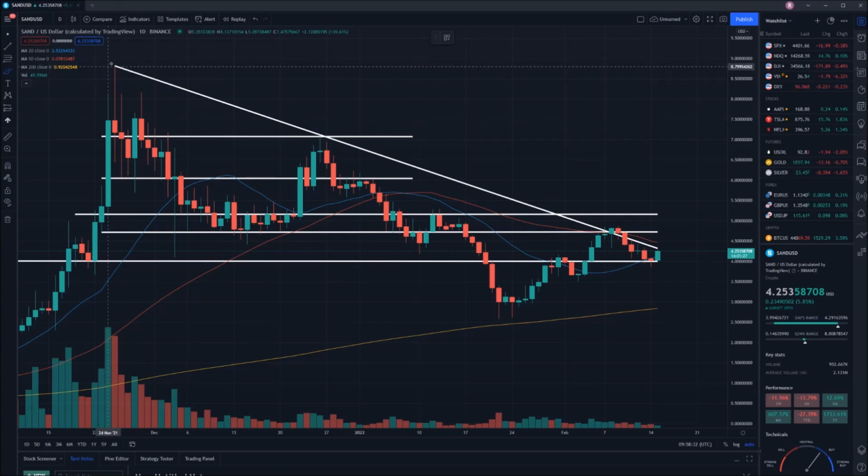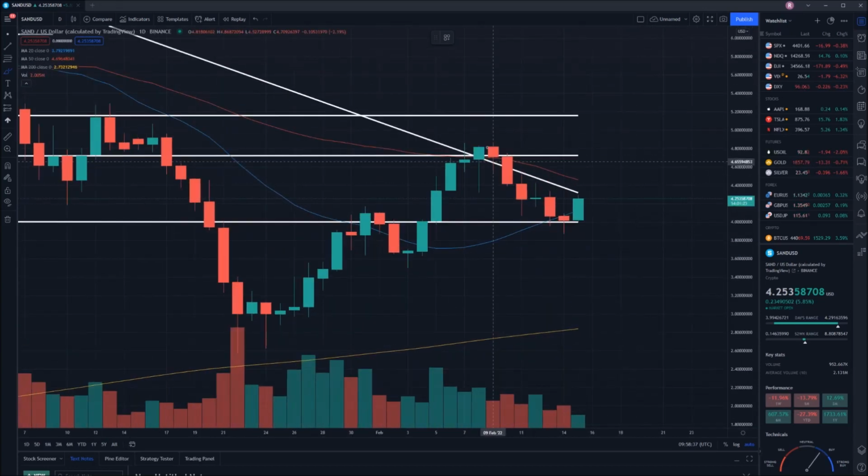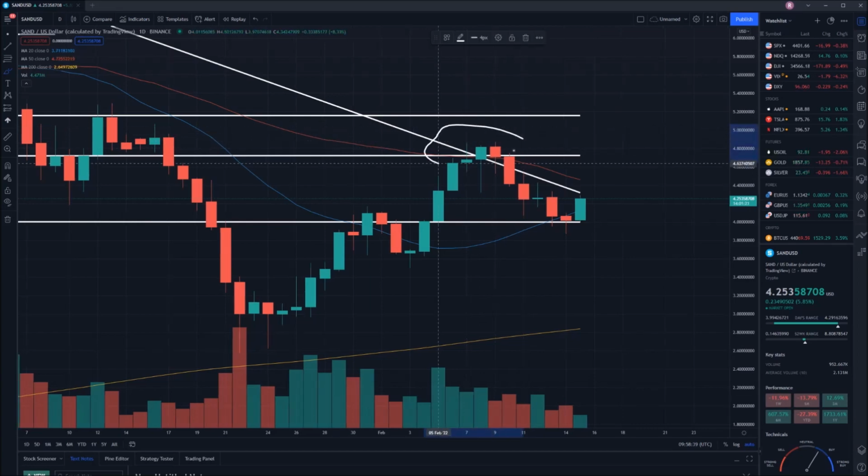Since we took a look at Sand last, as you can see, we have tested that key downtrending line that we have seen since the 25th of November. Of course, we did slightly break through it, but it looks like it was a bit of a false breakout and we weren't able to make it. The overall crypto market did start to take a bit of a downturn there, so no surprises.